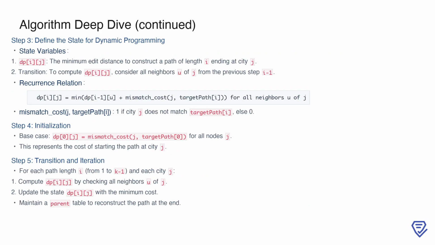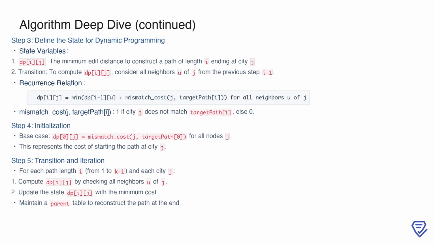To formalize our dynamic programming approach, we define a state dp[i][j], which represents the minimum edit distance to construct a path of length i ending at city j. To compute this value, we look at all neighbors u of j from the previous step, i-1, and select the one that yields the minimum cost. The recurrence relation is straightforward: dp[i][j] equals min of dp[i-1][u] plus mismatch_cost(j, targetPath[i]), where mismatch_cost(j, targetPath[i]) is 1 if the city j does not match targetPath[i], and 0 otherwise.